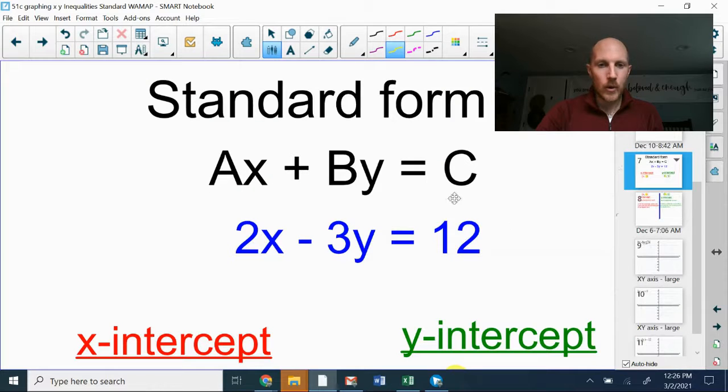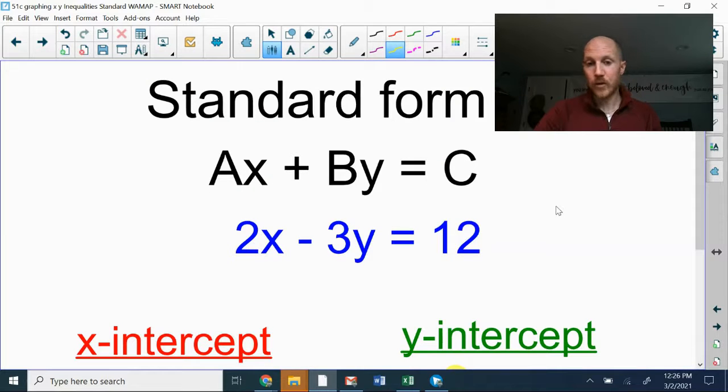So today we're going to look at standard form. This is the third type of equation that we're graphing with linear inequalities. Standard form looks like ax plus by equals c, where a, b, and c are all numbers. So there's an example here, 2x minus 3y equals 12. In standard form, both the x and the y are together on the same side of the equal sign, and then it equals some number.